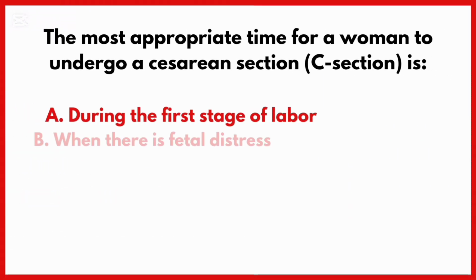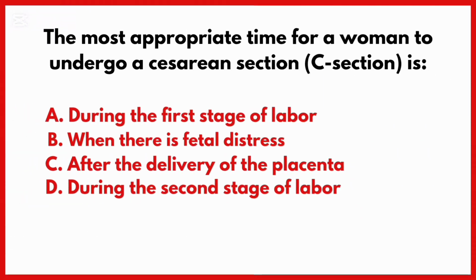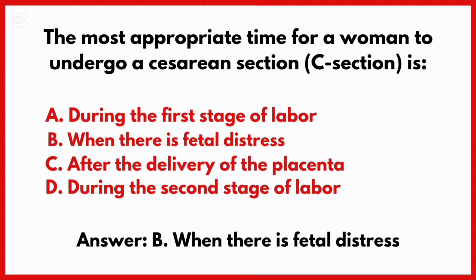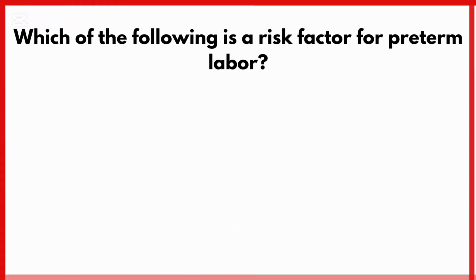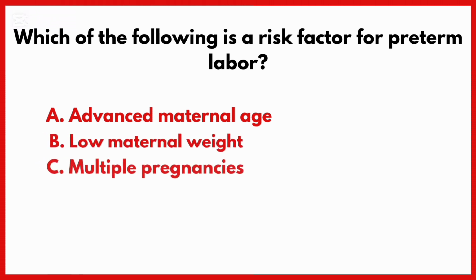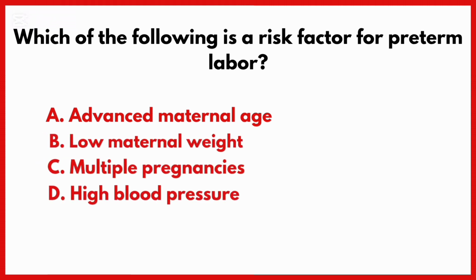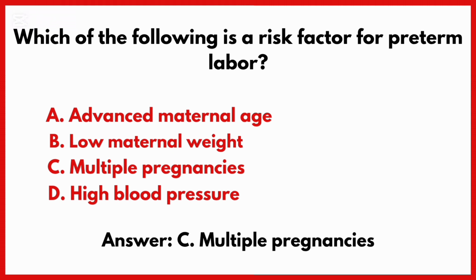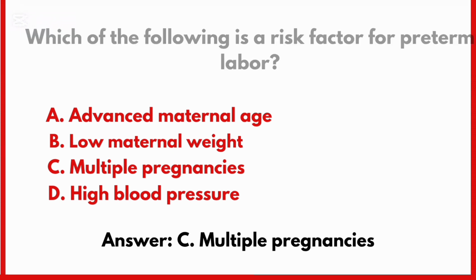The most appropriate time for a woman to undergo a caesarean section is. Correct answer is option B, when there is fetal distress. Which of the following is a risk factor for preterm labor? Correct answer is option C, multiple pregnancies.